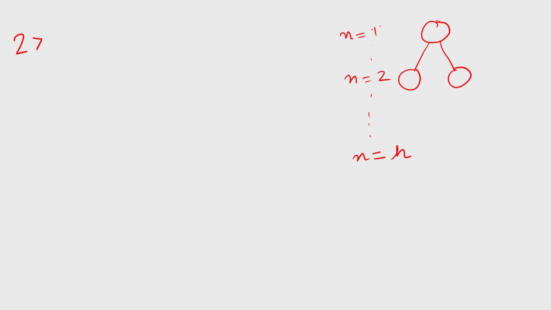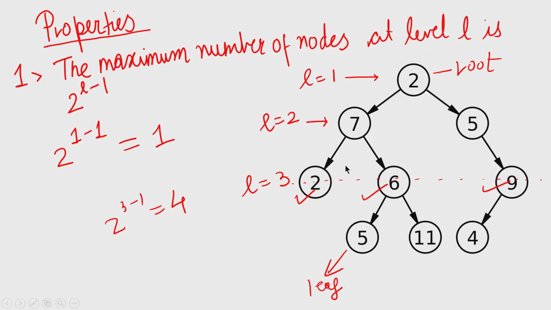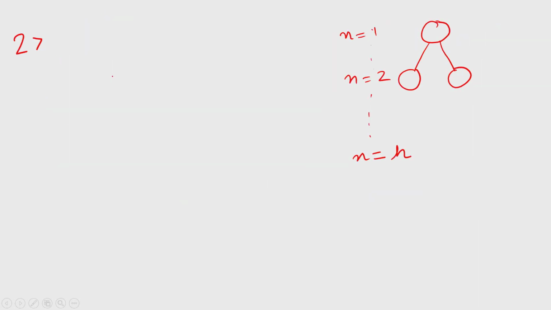So if you want this tree, a tree of height h, to have maximum number of nodes, then every level should have maximum number of nodes, and maximum number of nodes at a given level is 2 to the power L minus 1. So I should sum it from L equal to 1 to L equal to h.